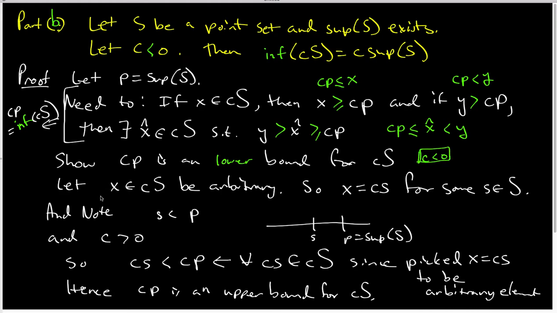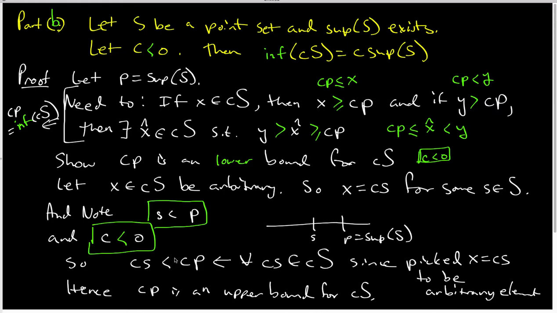And we're still going to let X be an arbitrary element of C times S, so X is still going to be equal to C times little s for some little s inside set S. This inequality is still going to be true because little s is still going to be less than the sup of S. However, this inequality has to be fixed up because C is now a negative number. So when we multiply this inequality by a negative number, the order changes.